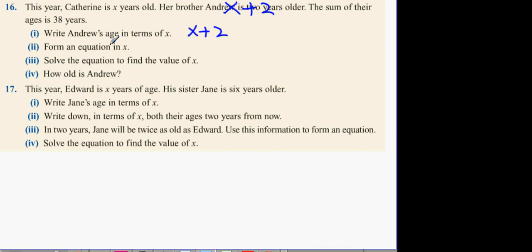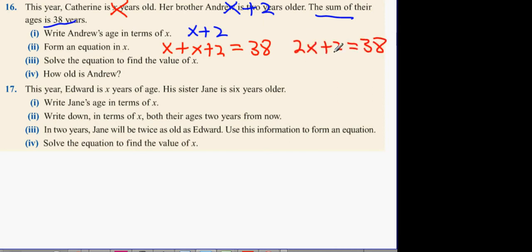Form an equation in X. What does an equation mean? Use the information to get an equation. When you add both of their ages together, it must be 38. So add x and x plus 2 together. X plus X plus 2 must equal 38. Then add the two x's together, we get 2x plus 2 equals 38. Stop there.